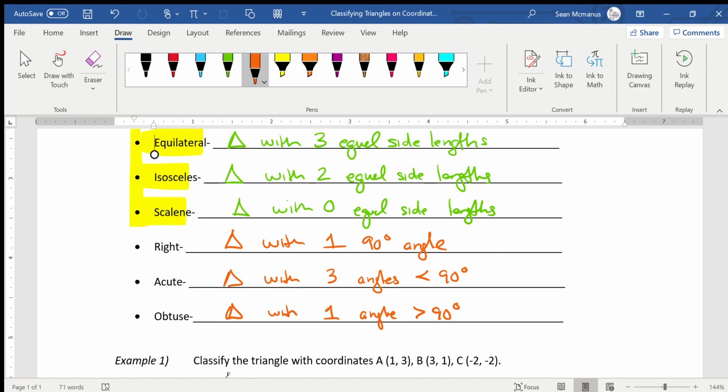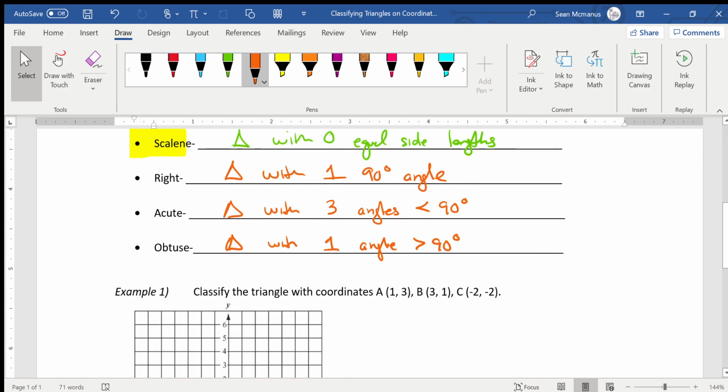Remember, we can't have more than one angle bigger than 90 because that means two of the angles would be over 180 by themselves, and we know all three together have to add up to 180, so that's not a possibility. We're not going to deal too much with classifying acute, obtuse, or right triangles, but focus more on the equilateral, isosceles, and scalene classifications. But I wanted to point that out before we move on.